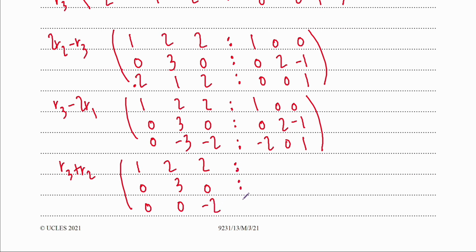Now we do the same on the other side. So the first row remains unchanged. Second row remains unchanged. And the third row is just row 3 plus row 2. So minus 2 plus 0 is minus 2. 0 plus 2 is 2. And then 1 plus minus 1 is 0. Okay, so now we're more than halfway there.